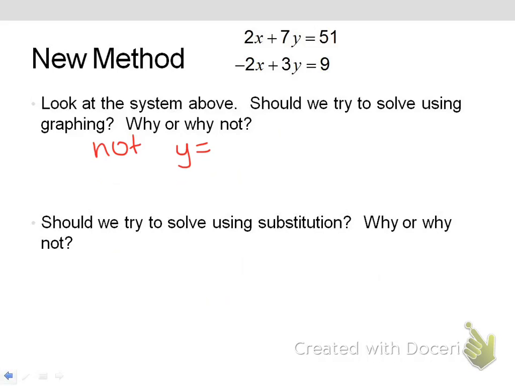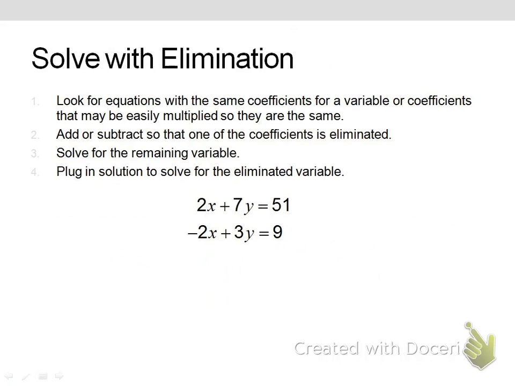Why would we not want to use substitution? Once again, it's not y equals or x equals. So it would not be a good substitution. So instead, we are going to be using the method of elimination. So when we do elimination, we're first going to add the equations together as long as we have coefficients that are opposite. So in this case, what are the opposite coefficients? 2x and negative 2x. So when I add these together, these are going to eliminate.